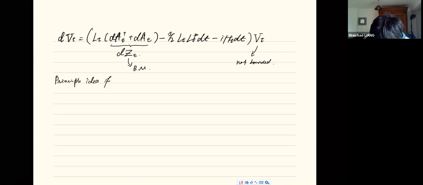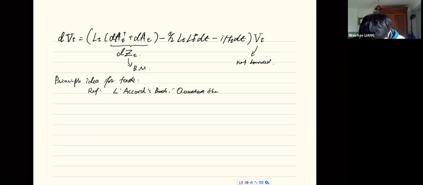The principal idea for our task is given by Curtis's book, Quantum Theory and its Stochastic Limit, in chapter 6. And also in the Van Handel studies, there is a very good introduction.